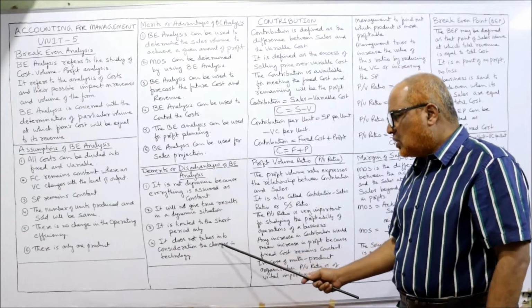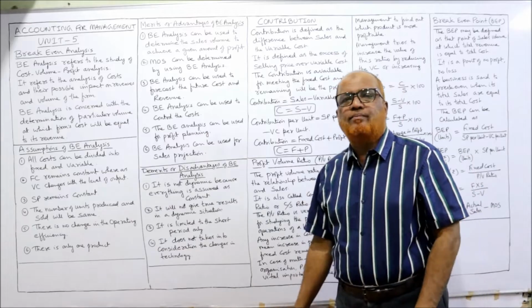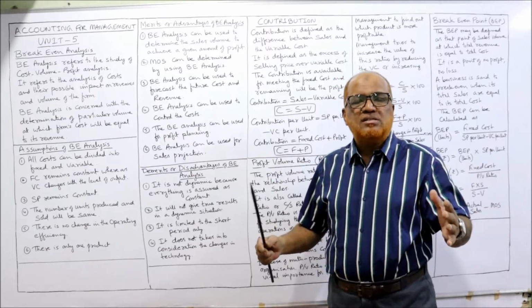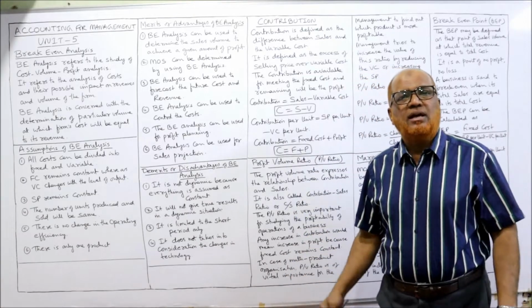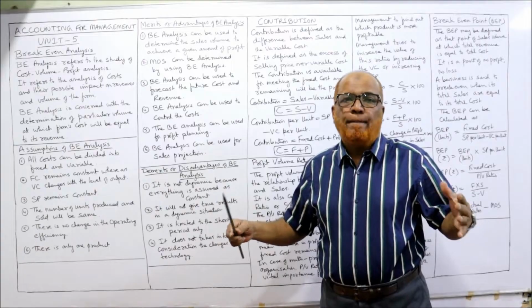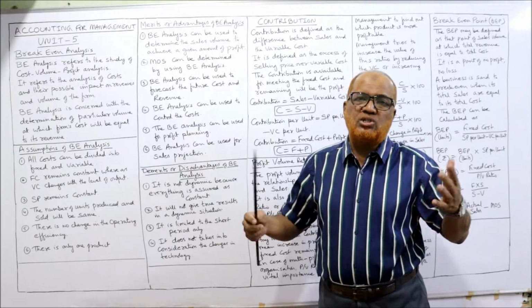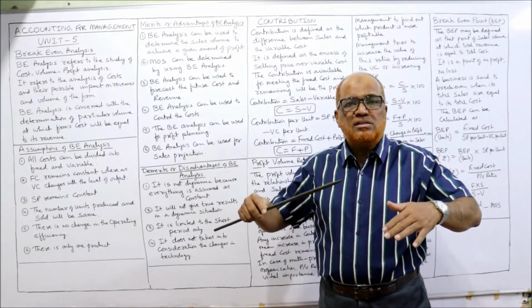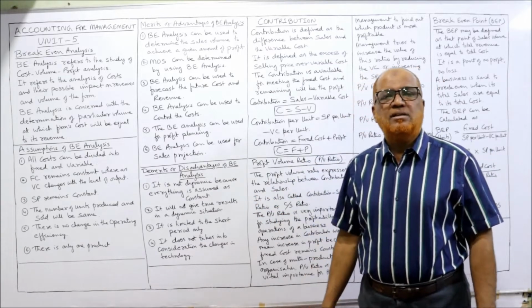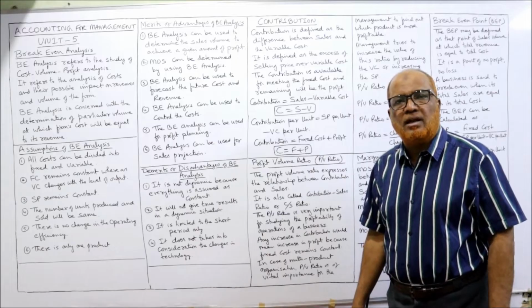Next one is, it does not take into consideration changes in technology. Nowadays, the future is completely uncertain. Number of changes are taking place in the technological advancement. Due to the advancement of technology, the production will change, cost will change, revenue may change. So in this situation of dynamic technological changes, it is difficult to apply break-even analysis.